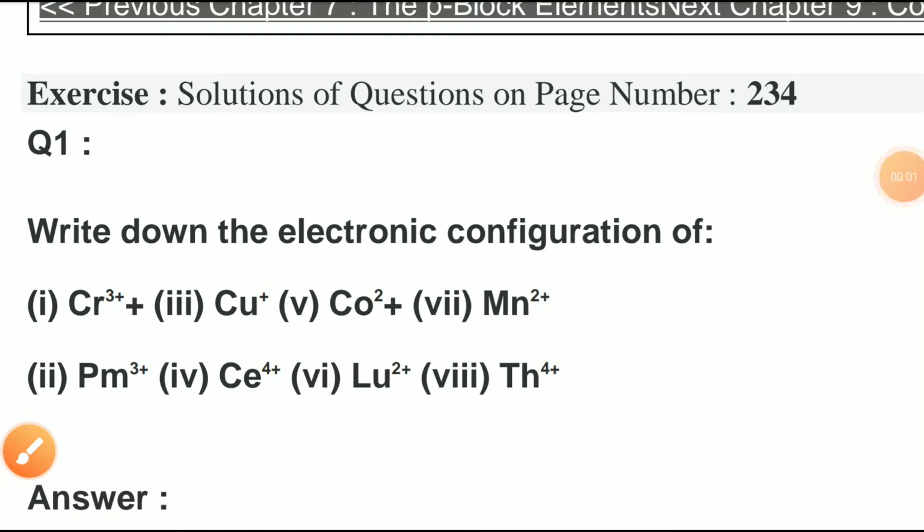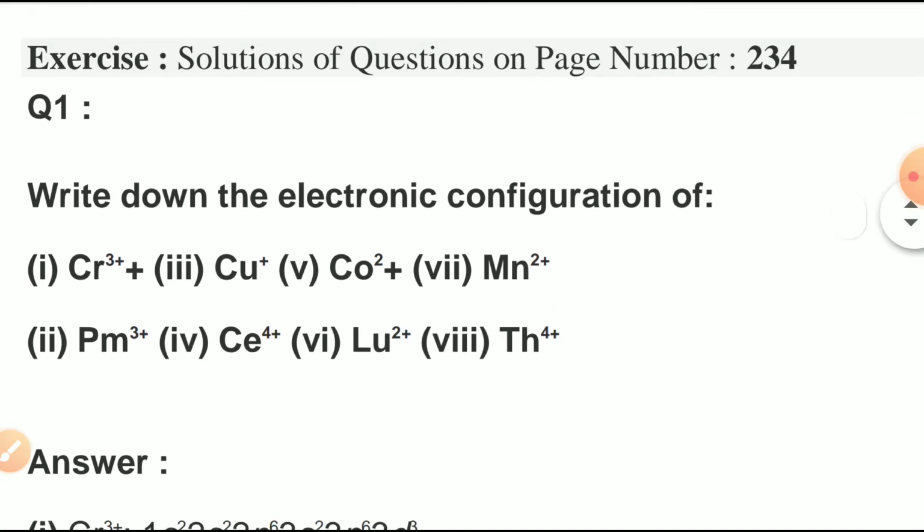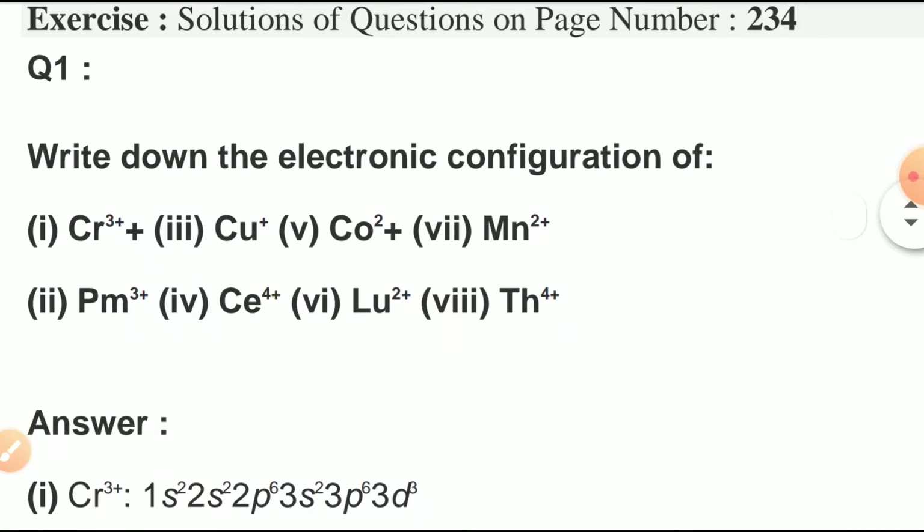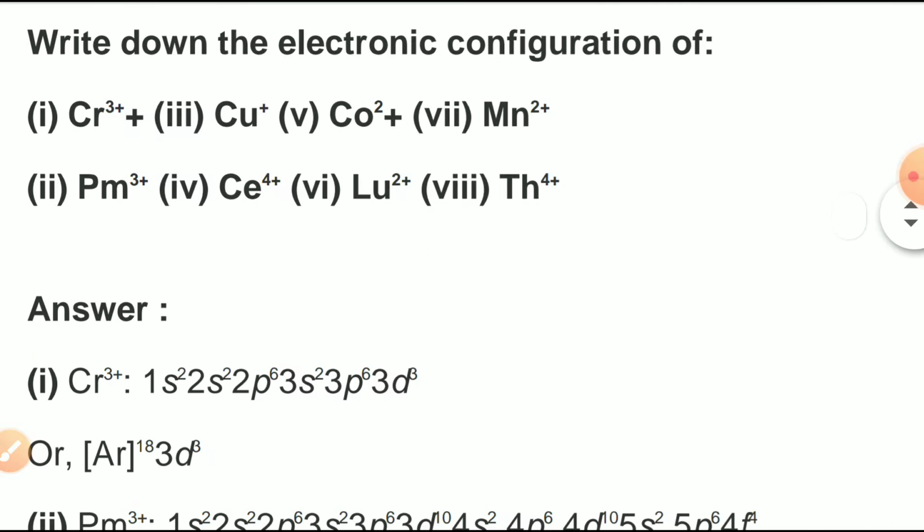D block elements questions from the exercise, class 12 chemistry subject. Question number 1. Write down the electronic configuration of Cr3+, Cu+, Co2+, Mn2+. Second, Pm3+, Ce4+, Lu2+, Th4+.